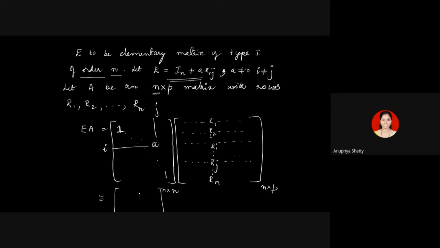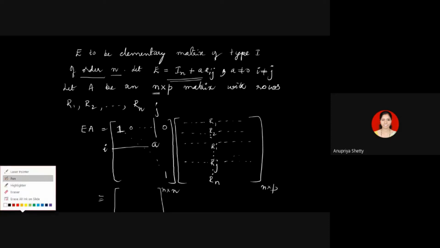Now let us find out what the first row is. So I will be multiplying the first row of E. This is the first row of E. You have to multiply the first row of E with the first column of A in order to get the 1,1 entry. If I multiply the first row with the second column, I would get the 1,2 entry.